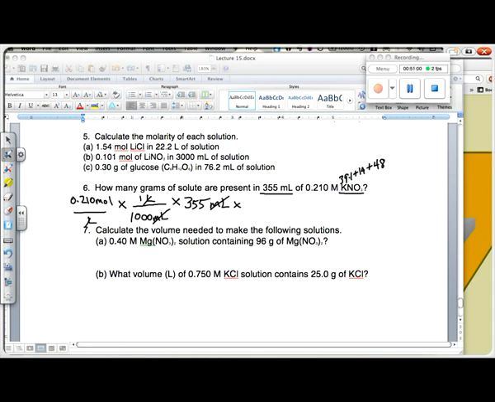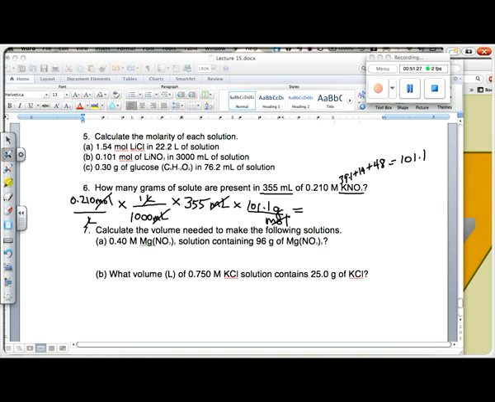39.1 plus 14 plus 48, and I end up with 101.1 as my molar mass. So times, mole is on top, so it needs to be on the bottom. Grams on top, 101.1 grams per mole. Moles cancel, and I end up with my answer in grams.